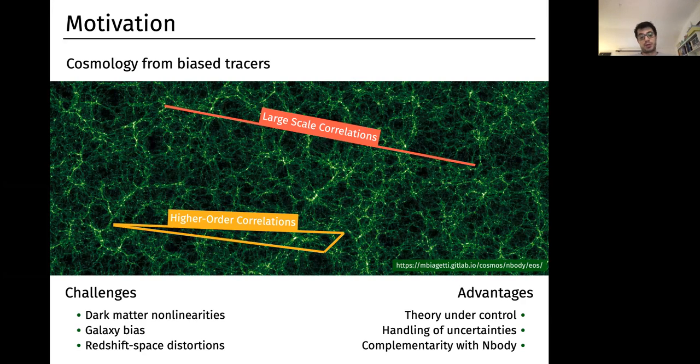And of course, we don't observe dark matter directly. We observe galaxies, for instance, and the statistical distributions of the galaxies and dark matter are related, but biased. And this bias is nonlinear on ranges of scales that matter in galaxy surveys. And then, of course, we observe galaxies in redshift space, and this also is a source of nonlinearity.